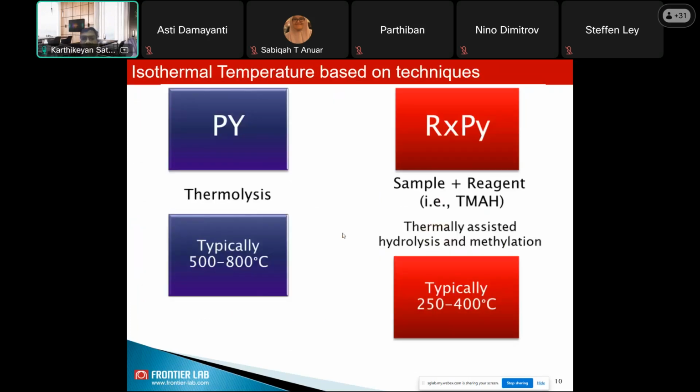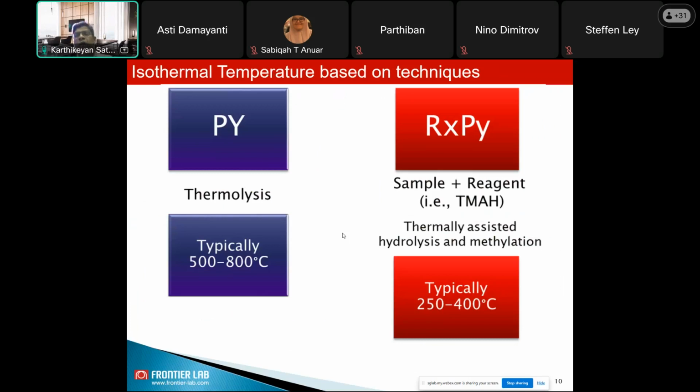Certain techniques or methods use isothermal temperature conditions. Pyrolysis is nothing but thermolysis, where mostly we use a single temperature condition, which can be in the range of 500 to 800. 700 or 800 is very unusual. Most of the time we will be using 500, 550 or 600 degrees.